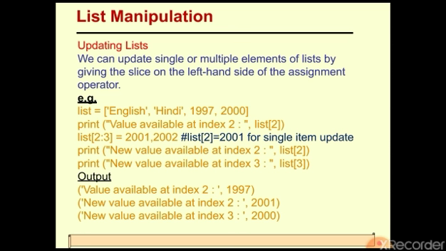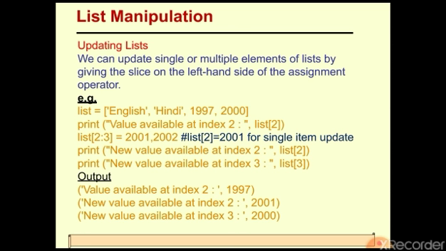We see the example given here. In this list we have 4 values. English, Hindi are 2 strings, and then we have 2 numerical values, 1997 and 2000. Then in the print statement, we are first printing the value which is available at index 2. In this case, index 2 means the third value, which is 1997. In the first output you see it is 1997, it is displayed there.